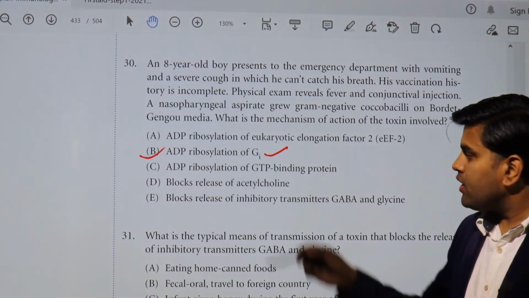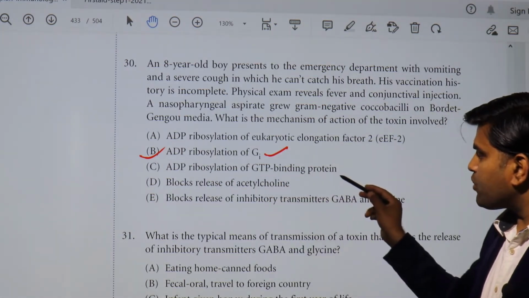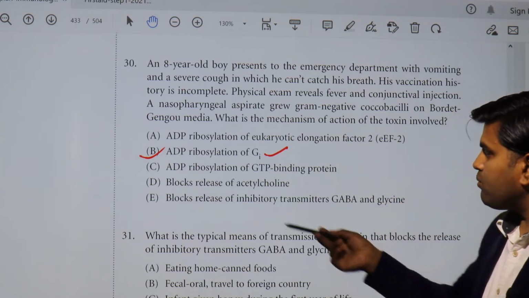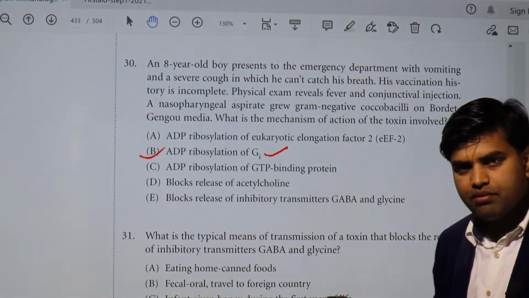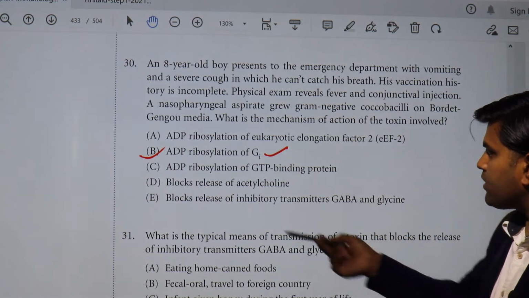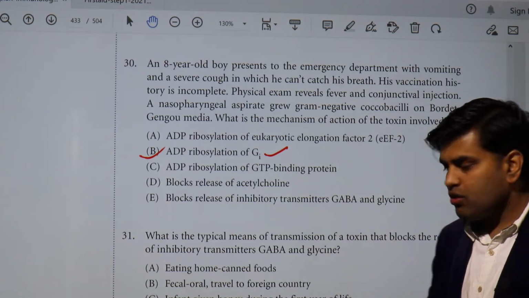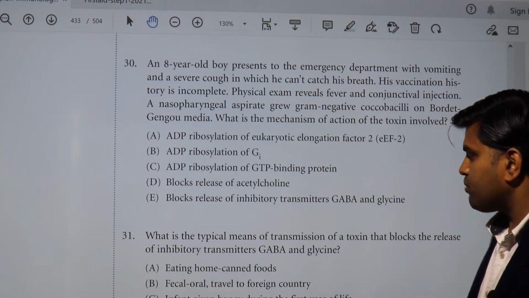protein. ADP ribosylation of the GTP binding protein is the GS protein, which is the action of Vibrio cholerae. Blocking the release of acetylcholine is Clostridium botulinum, and blocking the release of the inhibitory transmitters GABA and glycine is Clostridium tetani, tetanospasmin.